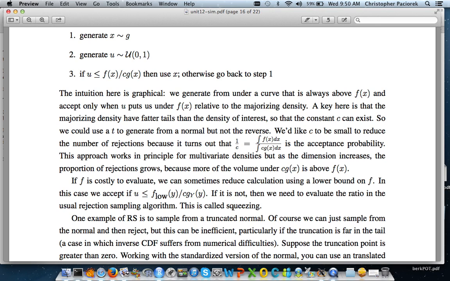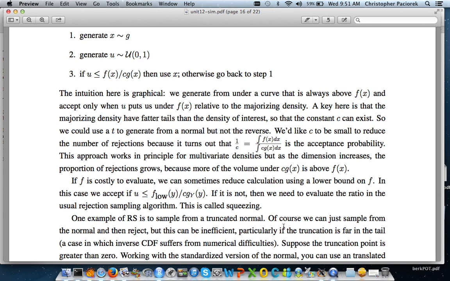But if the lower bound is sufficiently close to the function of interest, then for many of the values that I draw, I may be in this portion of the domain and I don't actually need to evaluate the function f. So that's called squeezing. And the idea is to have this lower bound that saves us some computation.